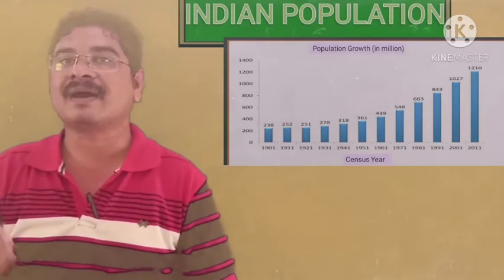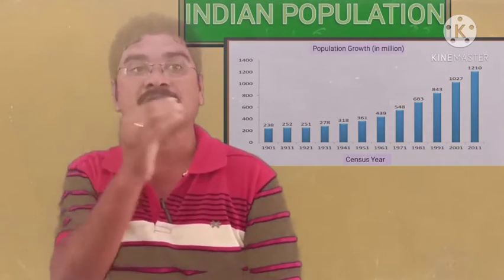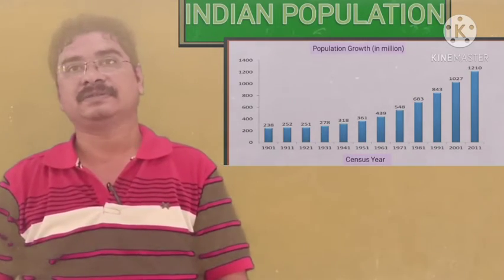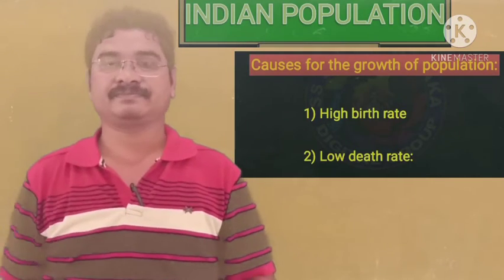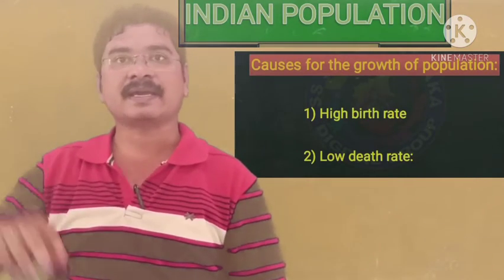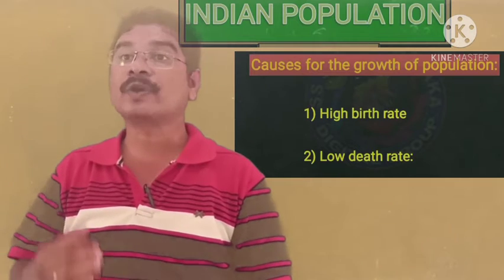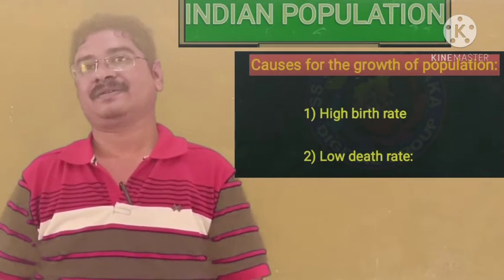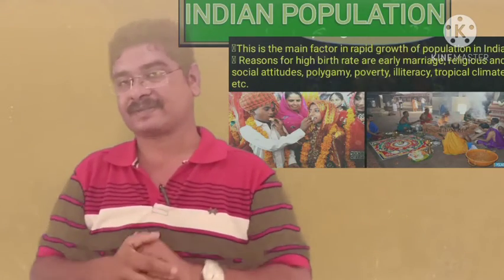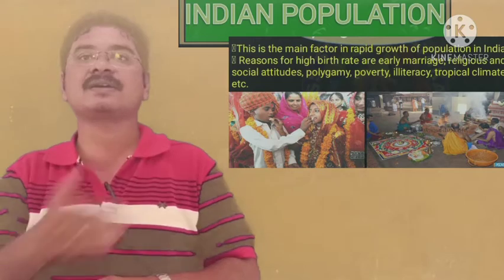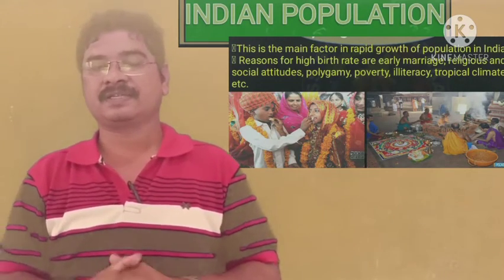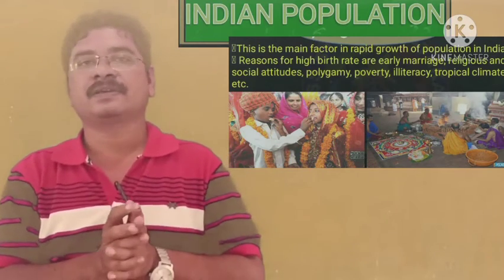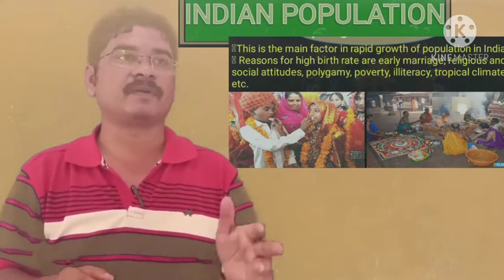Okay, what are all the causes for the growth of population? Yes, the first one is high birth rate. Then the second major cause is low death rate. First, high birth rate. How is it a cause of the growth of population? This is the main factor in the rapid growth of population in India.